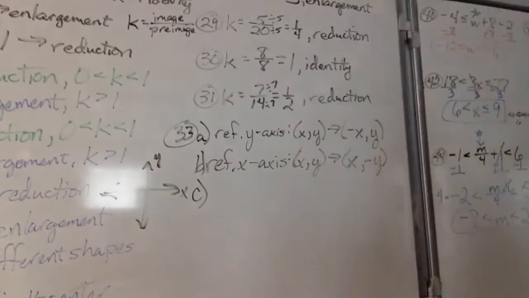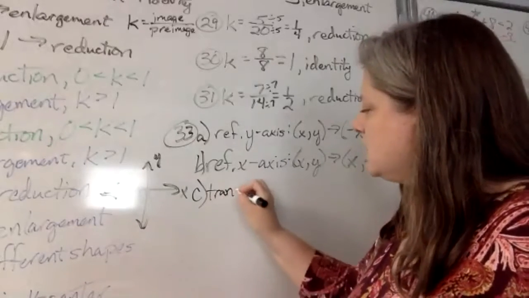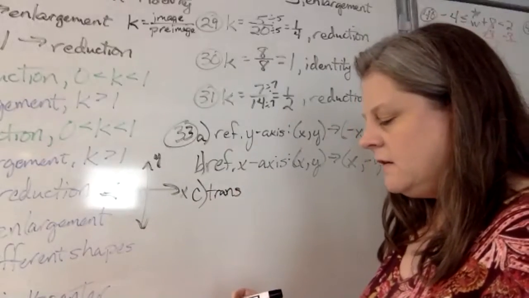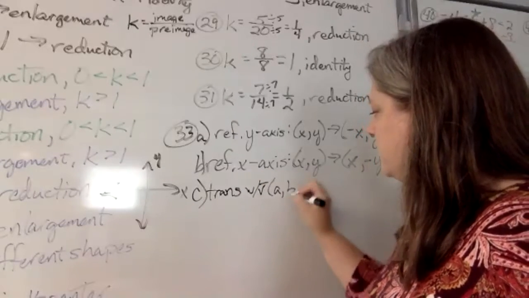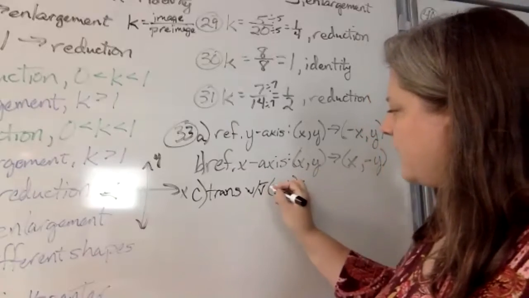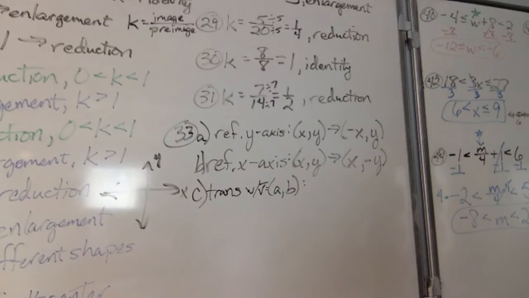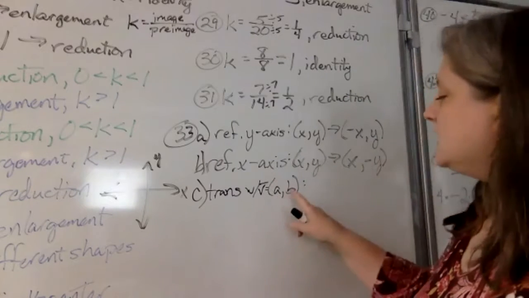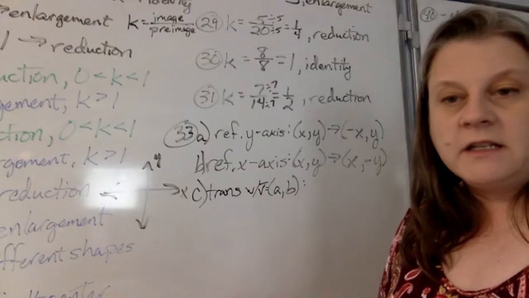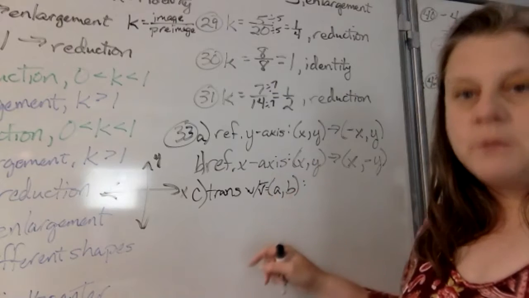Now part C switches gears, and it's talking about a translation. Translation with vector AB. Okay, remember the little V is your vector. So that means the first number tells you what you are adding or subtracting to the x. The second number tells you what you are adding or subtracting to the y. If it's a positive, you are adding. If it's a negative, you're subtracting.